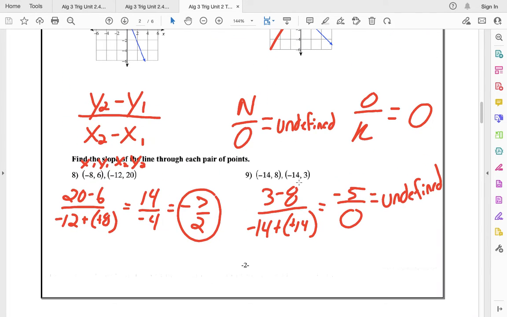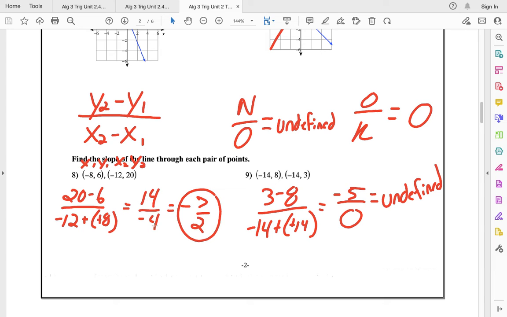For numbers 8 and 9, we're going to try to plug in to figure out what is the slope. So y2 minus y1 over x2 minus x1. Remember, if you're using your review sheet, you're going to want to have this written down. It doesn't matter which one you make your first and your second. I typically take them in the order that they're given, unless there's some other reason why. So I did 20 minus 6. I did -12 minus -18. The double negative turns into a positive. So that's how we got the +8 on the bottom.